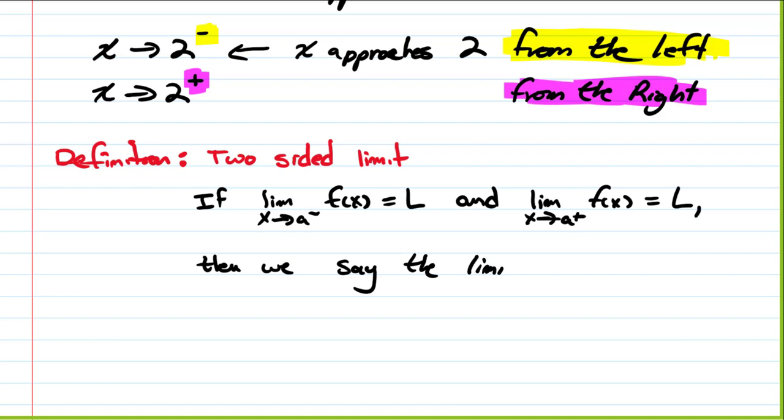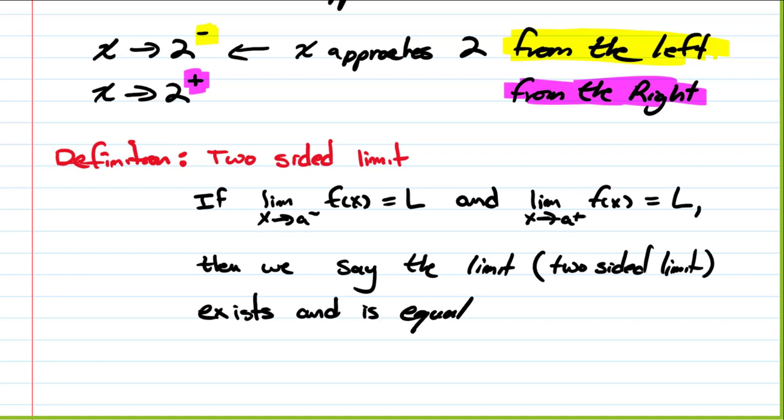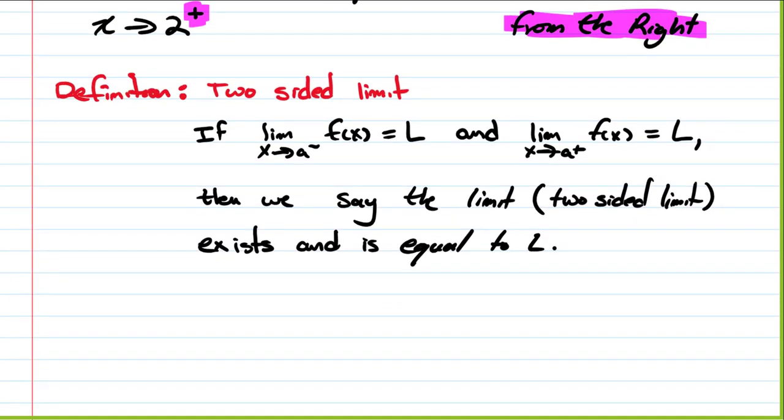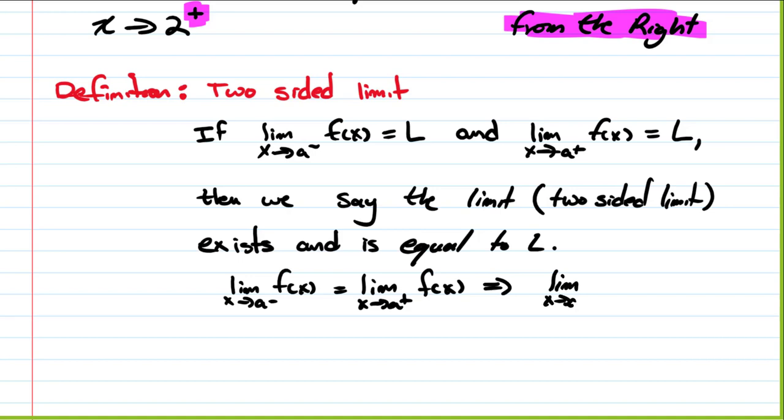the limit, and when we say limit without any quantification, like not from the left, not from the right, that means the two-sided limit exists and is equal to L. In symbols, what that means is if the left-hand limit exists and is equal to the right-hand limit, which also exists, then the two-sided limit, the one without a positive or a negative, exists and is equal to the same value.